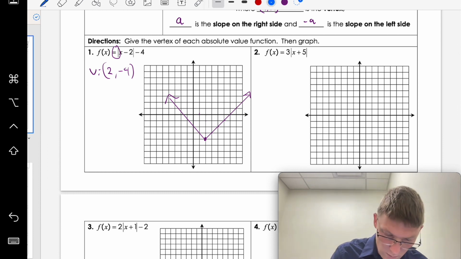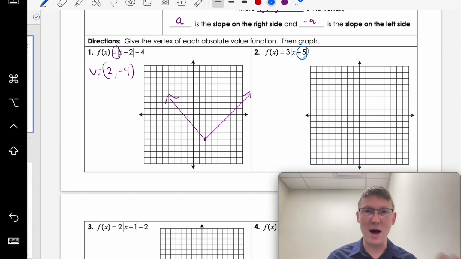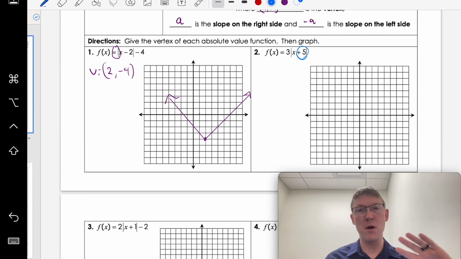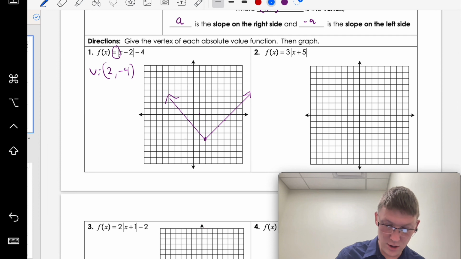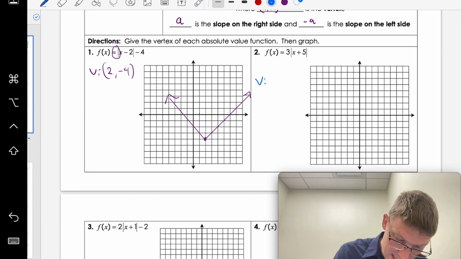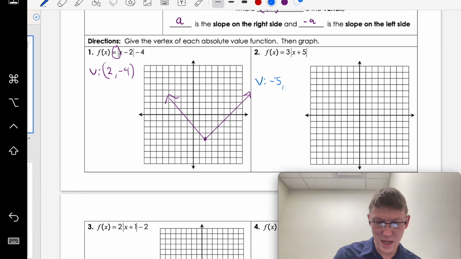So if we go to the next one. Again, we've got a positive 5 on the inside. But remember, that sign switches. That flips. So our vertex, our x value, is going to be negative 5. And there's no number out here, so there is an implied 0.